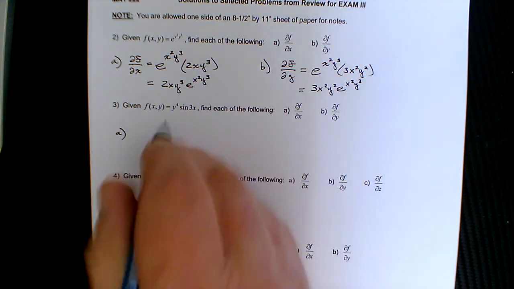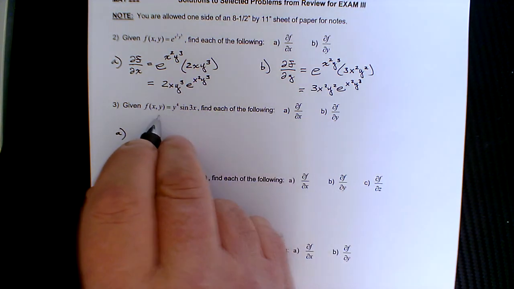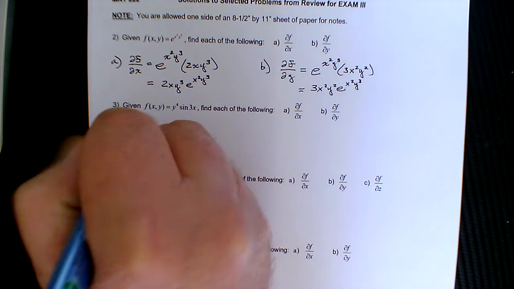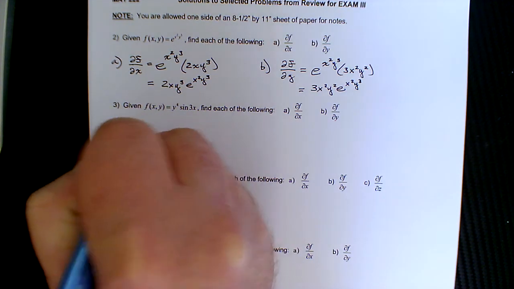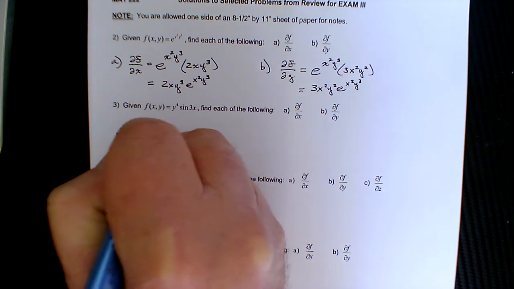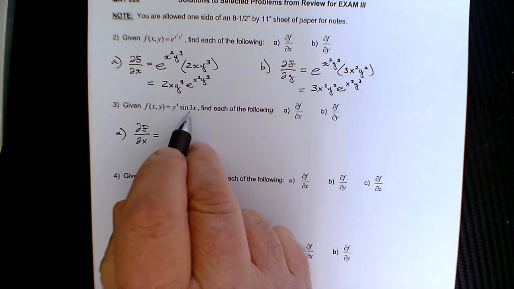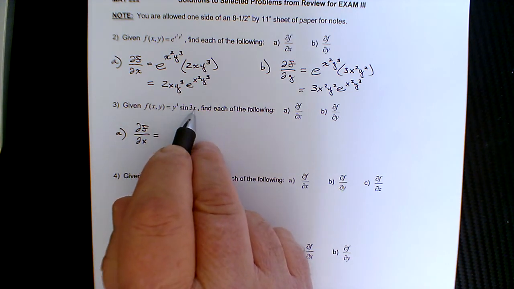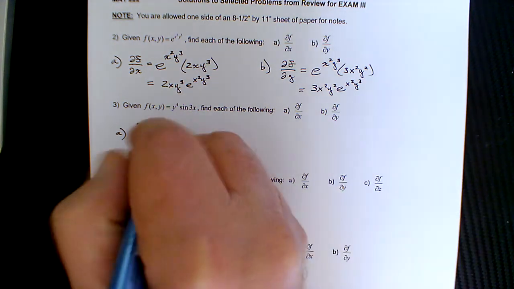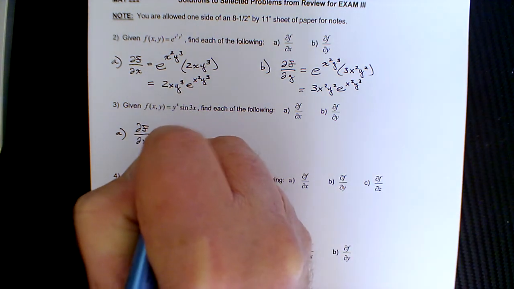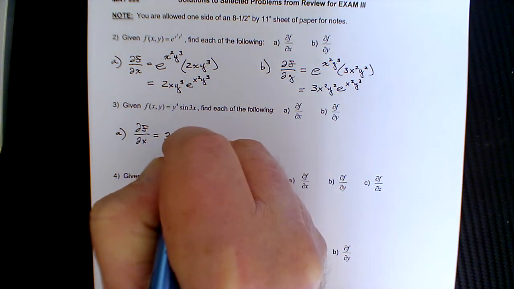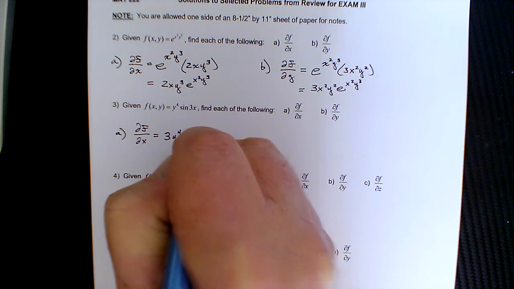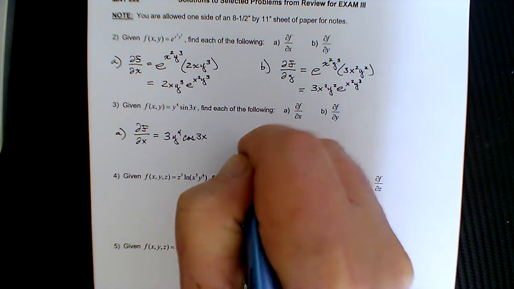So for part A, the partial with respect to x, okay, that means y is held as a constant, so the derivative of sine is cosine of the same argument, 3x. Don't forget the derivative of the argument, so 3. So I'll put that in front, and then the y to the 4th cosine 3x. That's all there is to that one.